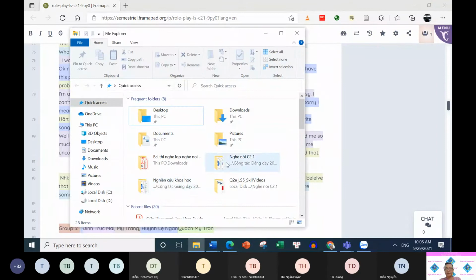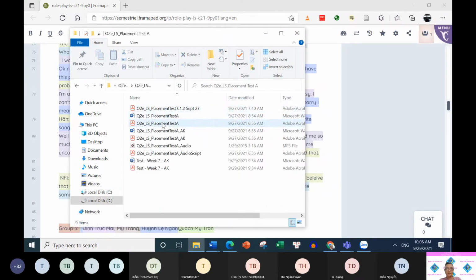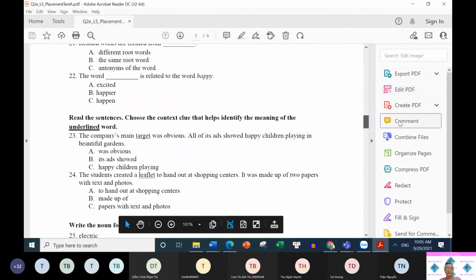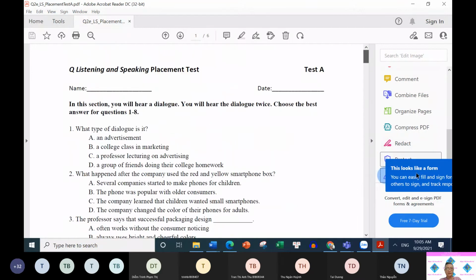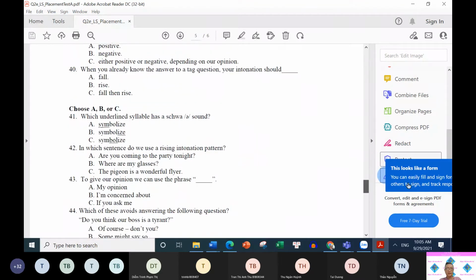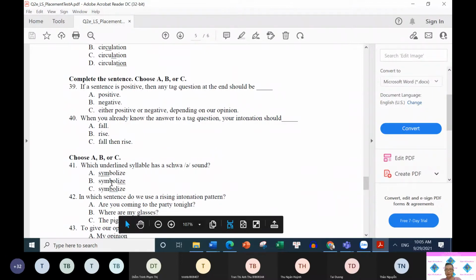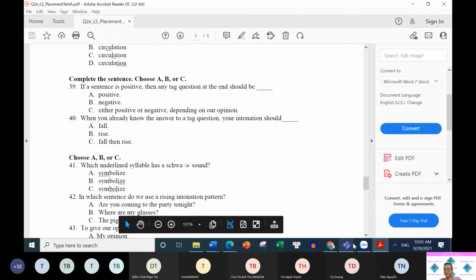Okay, listening, speaking. 44, right? 41. 41, sir. Underline the syllable, the schwa sound. And the correct answer is symbolization. Symbolization. Okay.